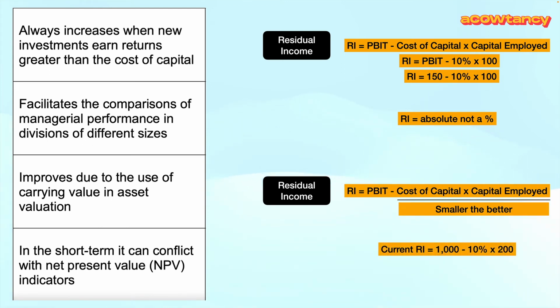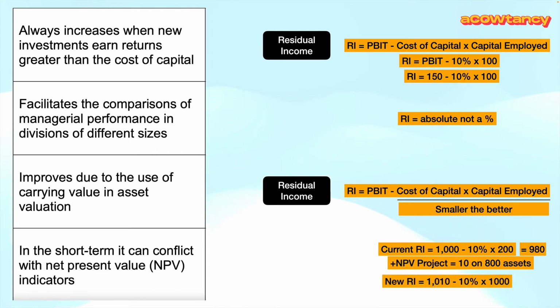In the short term, can it conflict with net present value? Well, let's have a look. We've got a current residual income of 1,000 minus 10% of 200, which is 20. So the current residual income is 980. Now, I get a positive net present value project that gives me a positive return of 10 on 800 assets. So now my new residual income will be 1,010 minus 10% of 1,000 because I've got 800 new assets. If you work all that out, it comes to 910. So my residual income would go down even though it's a positive NPV. So yes, it can conflict.